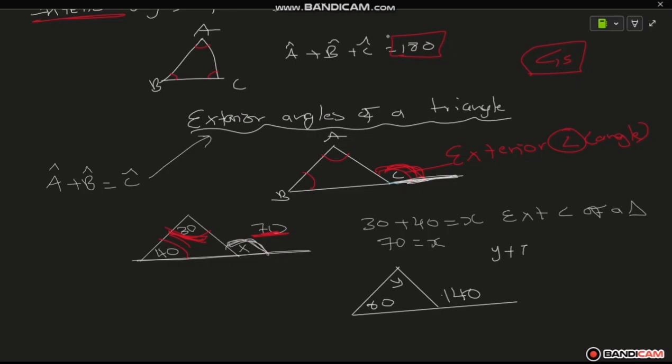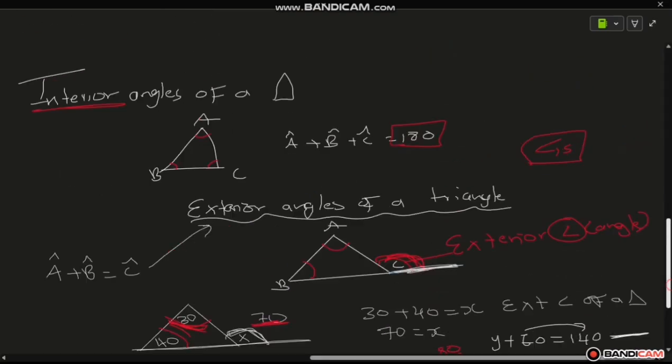Y plus 60 equals 140. Then the reason exterior angle of a triangle, you write it, right? Then y equal to, transpose the 60 to the left, becomes negative. 140 minus 60, y equals 80. So just write it over here, y equals 80. Then when we add 80 and the 60, they must give us this 140 as the exterior angle.